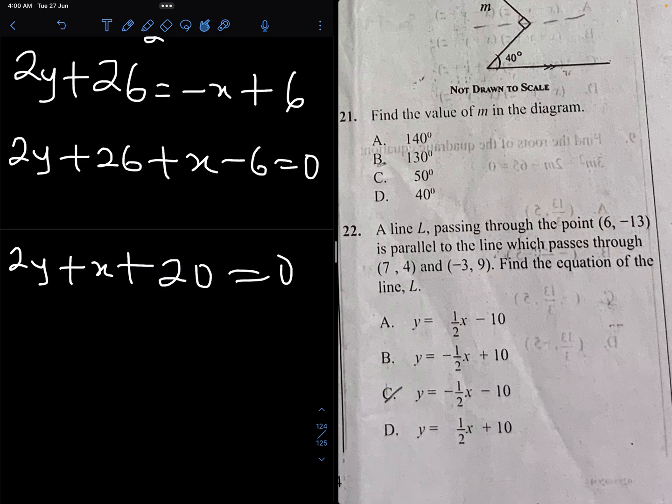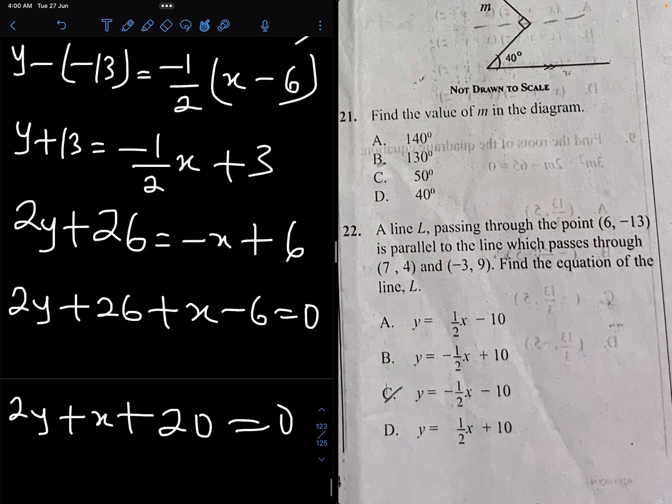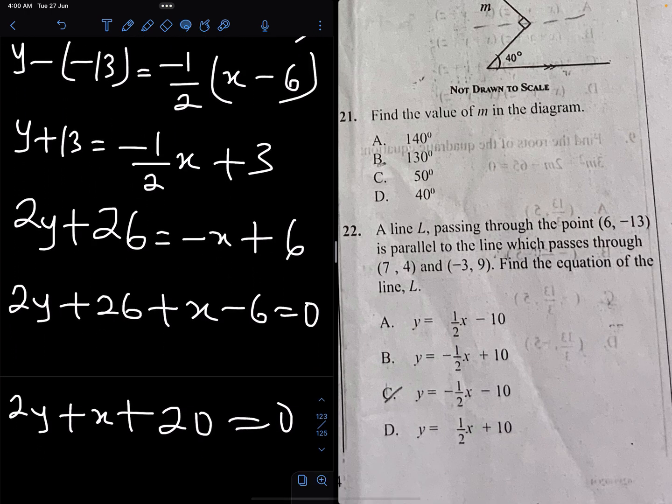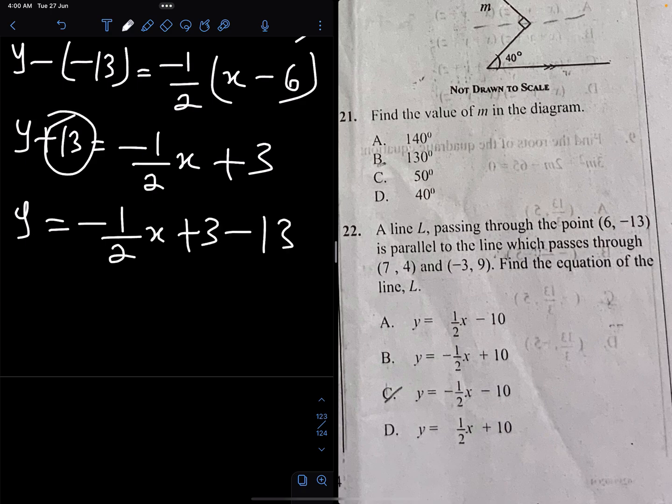And which option is that? Let's see. Okay. Oh, they didn't write it this way. I think they stopped here at the equation of the line L. Okay, they didn't clear the fraction. The options show the equation of a line with a fraction. So let's do that. From here, we can just have y equals minus 1 over 2x plus 3 minus 13. When plus 13 goes to the right hand side, it becomes minus 13. And that means y equals minus 1 over 2x plus 10.